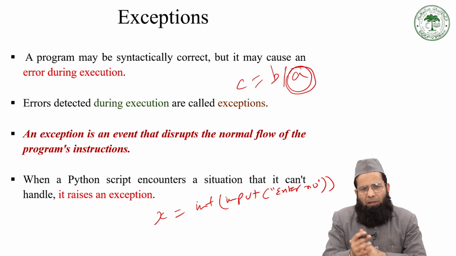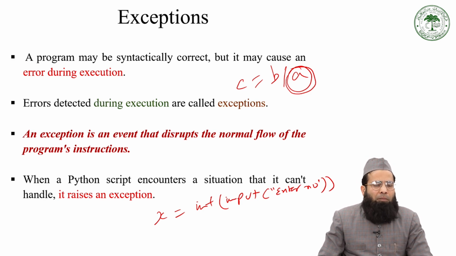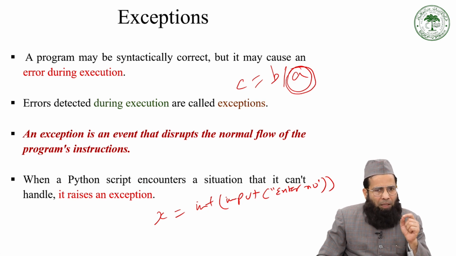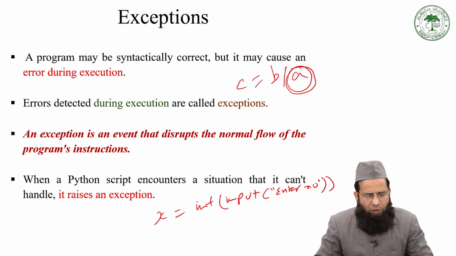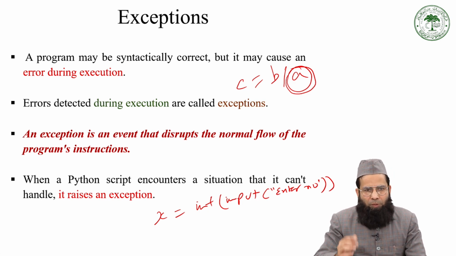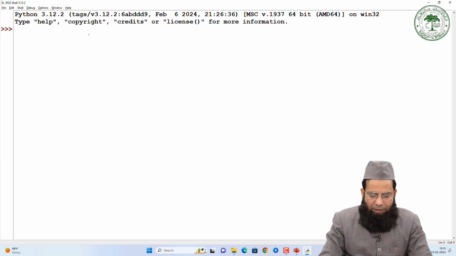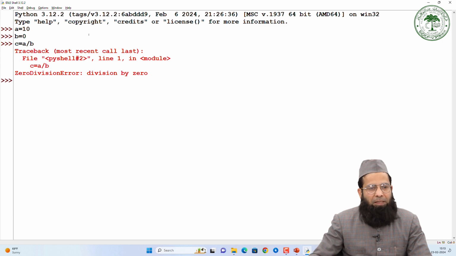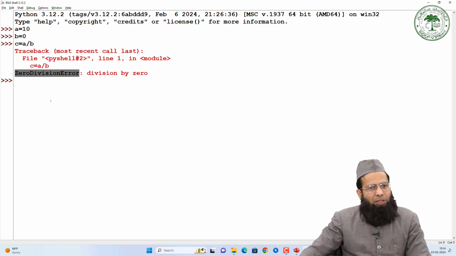So there could be several reasons where your program could face an exception. Let me show you the different ways through which a Python program can generate an exception. I'm switching to the IDE. Let's say I'm declaring a variable a equal to 10, and b equal to 0, and I'm calculating c equal to a divided by b. You can see here that it is giving me an error, which is an exception, the ZeroDivisionError.